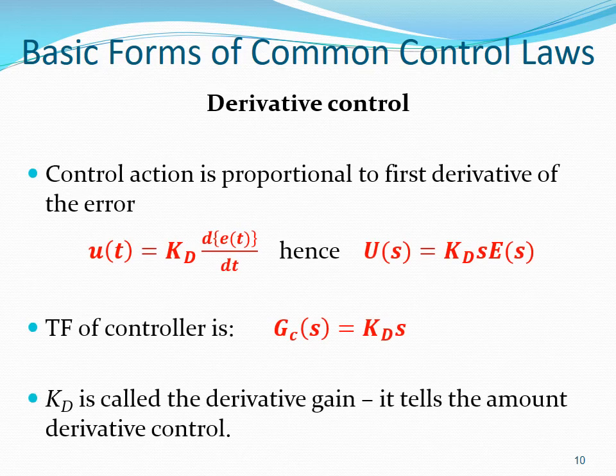In derivative control, the control action is proportional to the first derivative of the error. Mathematically, u(t) equals Kd times de(t)/dt. In Laplace domain, U(s) equals Kd s times E(s). Therefore, the TF of the controller is Kd s. Kd is referred to as the derivative gain. It tells the amount of derivative control.